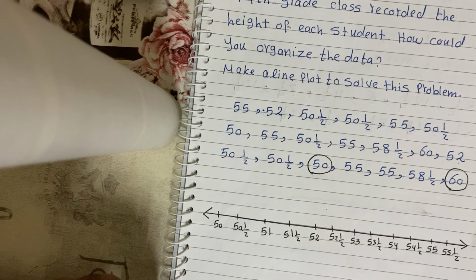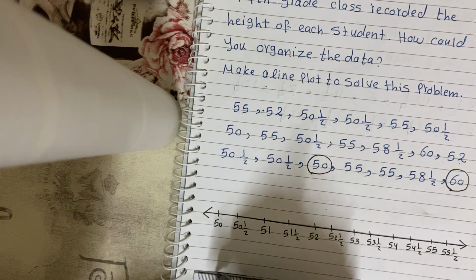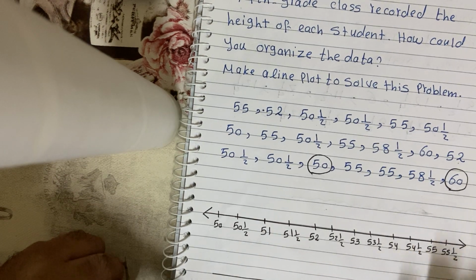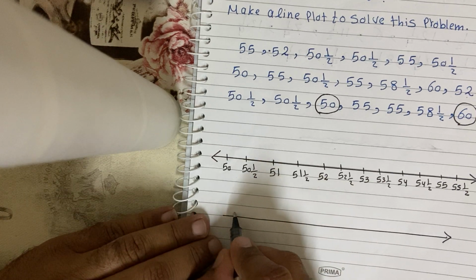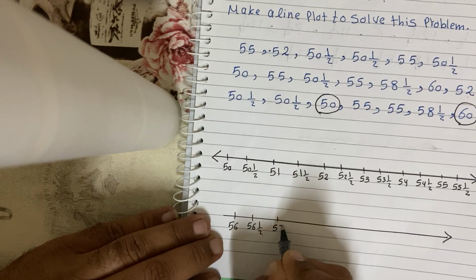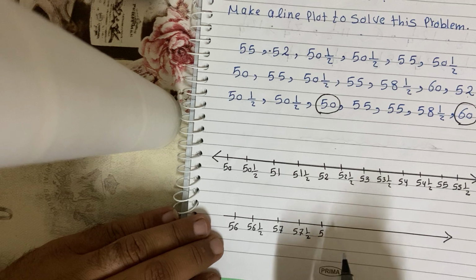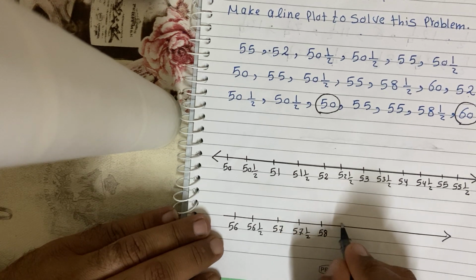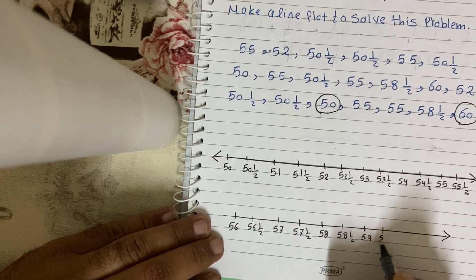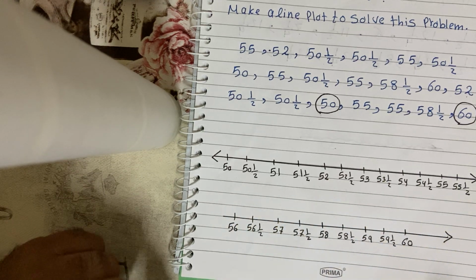Let's complete the line plot. After 55 and a half, 56, 56 and a half, 57, 57 and a half, 58, 58 and a half, 59, 59 and a half, and the last one is 60. So this is the line plot.